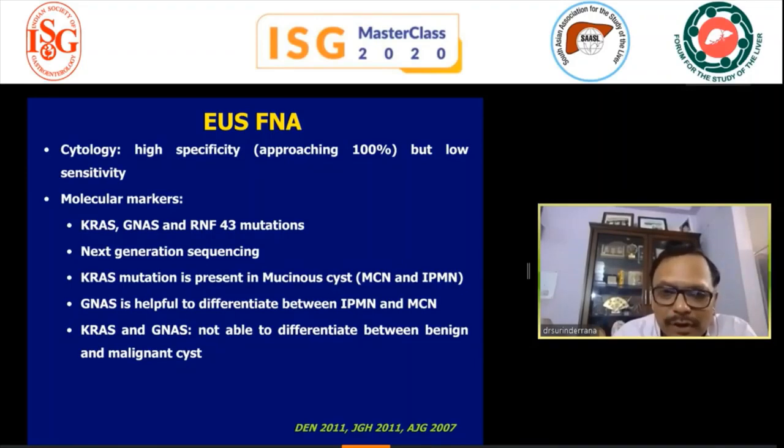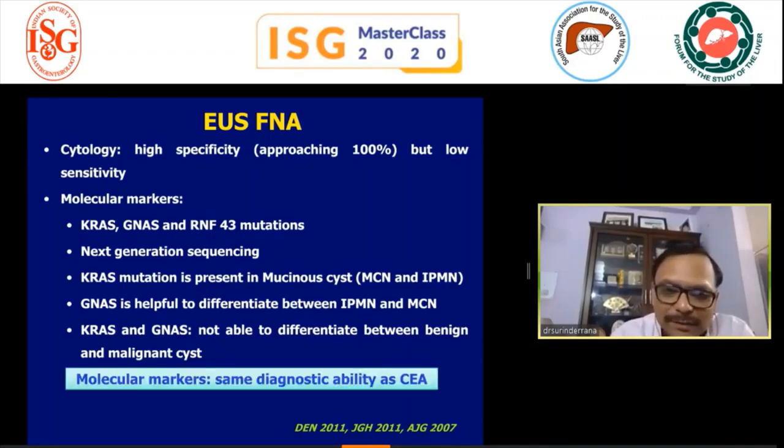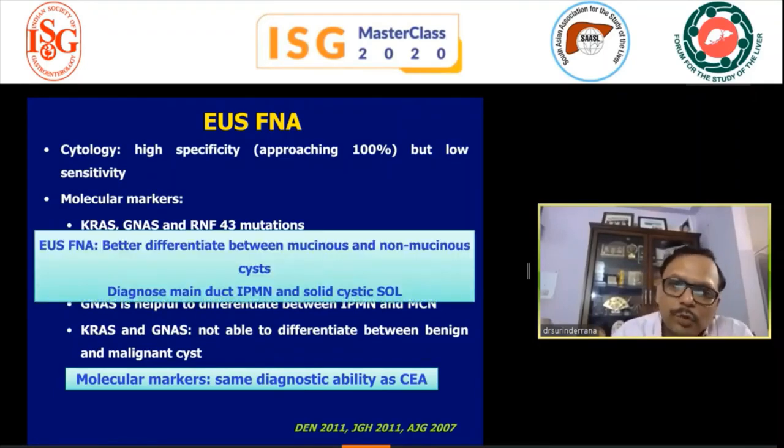And importantly, KRAS and GNAS are not able to differentiate between benign and malignant cysts. The studies which have been done comparing molecular markers with imaging and CEA, they have realized that the markers have the same diagnostic ability as CEA. So what we get with an EUS-FNA is better differentiation between mucinous and non-mucinous cysts by doing a CEA level.